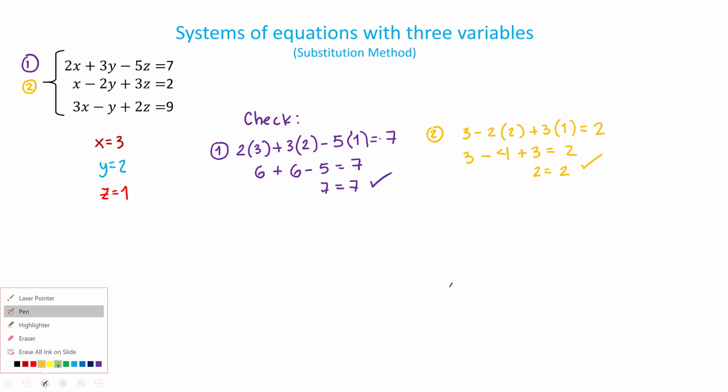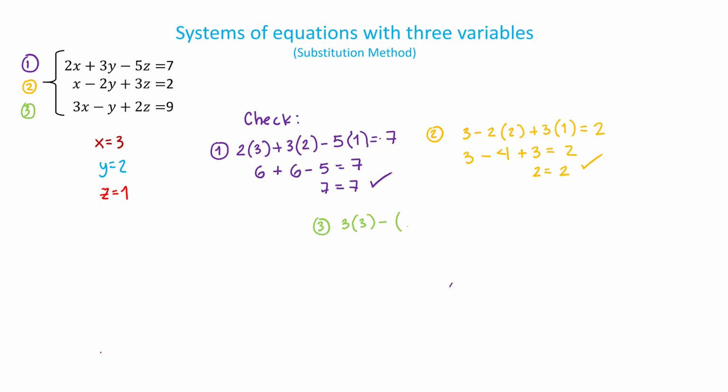Now let's check the third equation. Okay, the third equation says that 3 times x, which is 3, minus y, which is 2, plus 2 times c, which is 1, should be equal to 9. 3 times 3 is 9, minus 2, plus 2 times 1 is 2, equals 9. 9 minus 2 plus 2. So minus 2 plus 2 gets cancelled out, and we have that 9 equals 9.